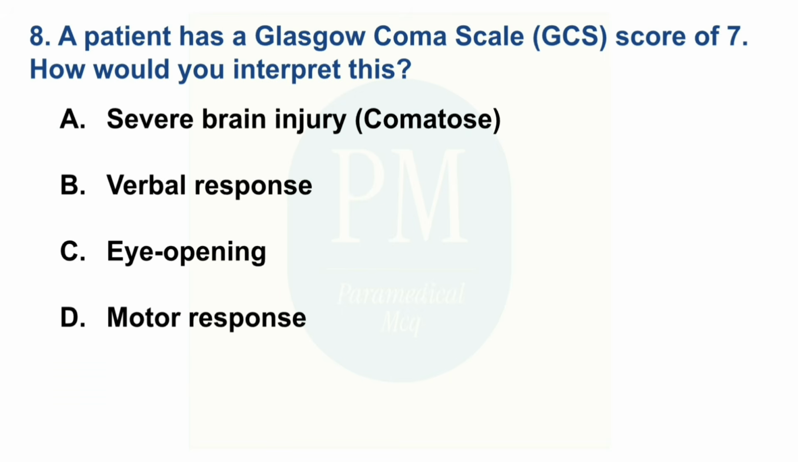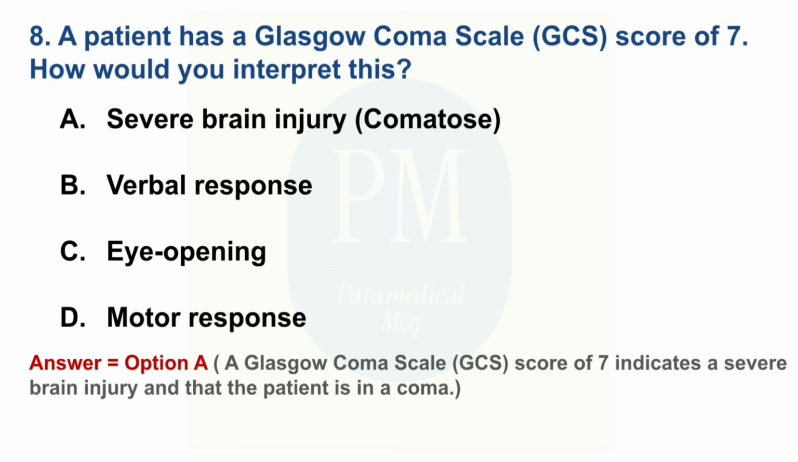A patient has a Glasgow Coma Scale, GCS, score of 7. How would you interpret this? Option A, severe brain injury, comatose; option B, verbal response; option C, eye opening; option D, motor response. The correct option is option A, severe brain injury, comatose.